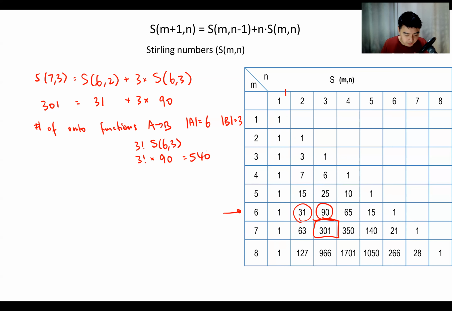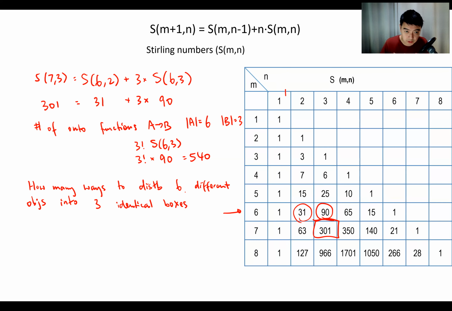All right, let's do another quick example here. If I said, how many ways to distribute 6 different objects into 3 identical boxes.